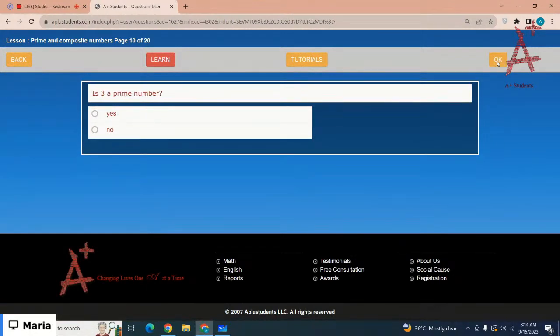Is 3 a prime number? Yes or no? The correct option is yes, 3 is a prime number, right? 3 has only two factors, so 3 is a prime. Option is yes.